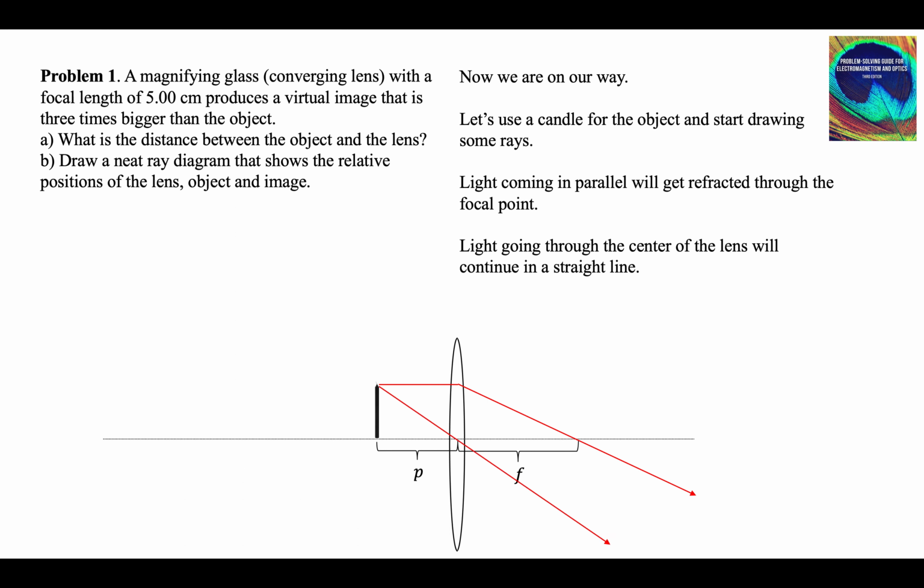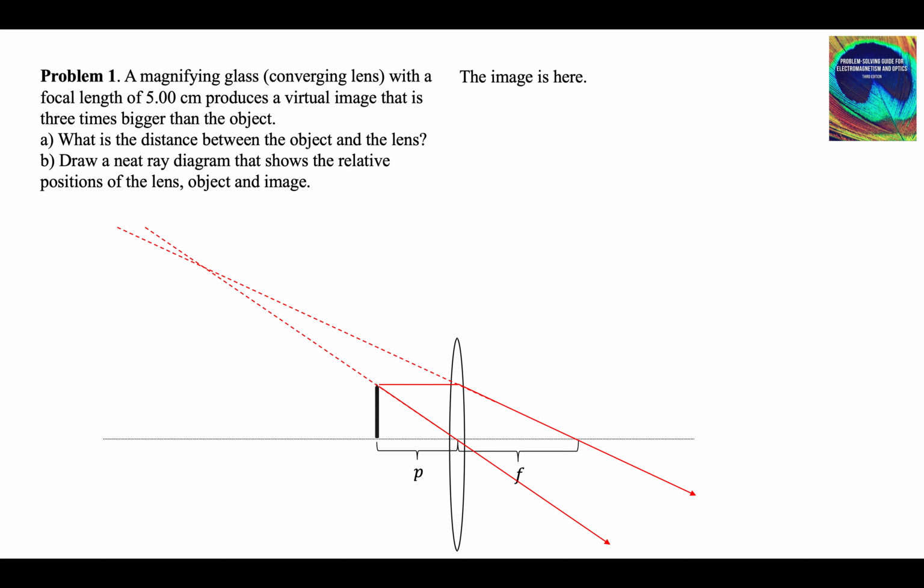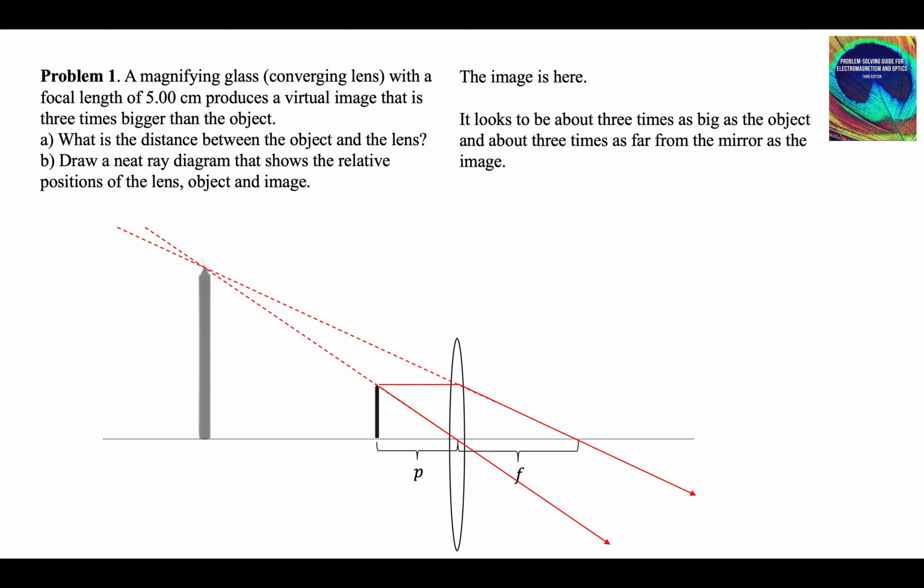Those rays are diverging. To see where the image is, we have to trace them backwards to see where they meet. So we just draw careful lines, extend those lines backwards, and that's where the image is. That's where the tip of the candle is, right there. Looks to be about 3 times as big as the object, and it looks to be about 3 times farther from the lens as the object, so everything seems to be consistent. The answer to part A is 3.3 centimeters, and the answer to part B is the ray diagram. That's problem 1.